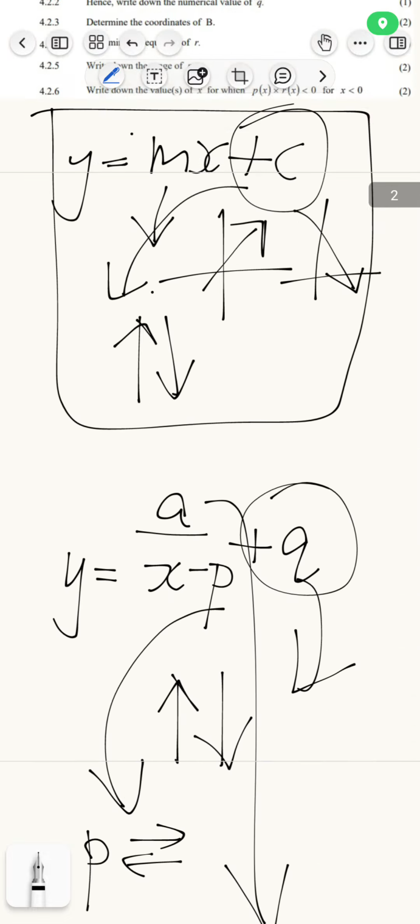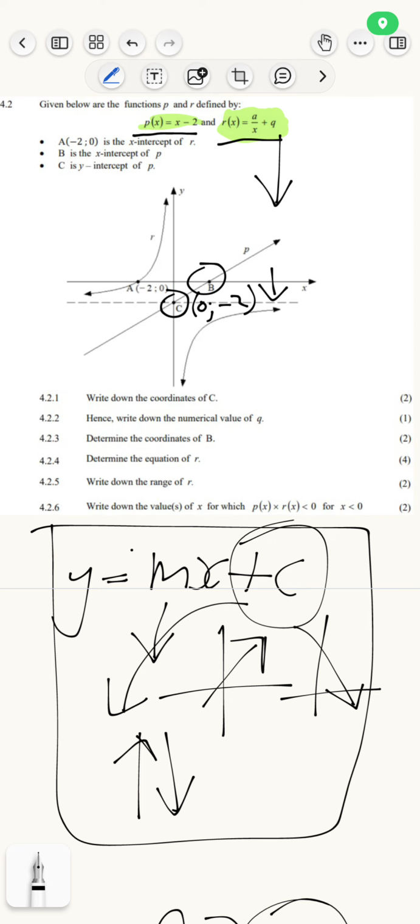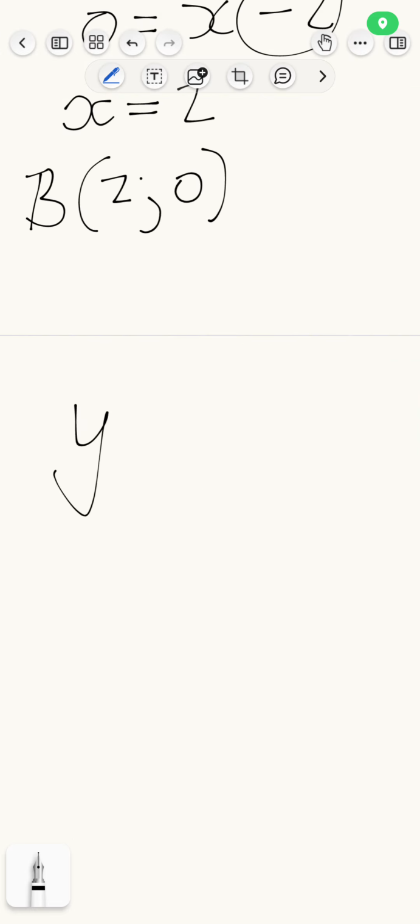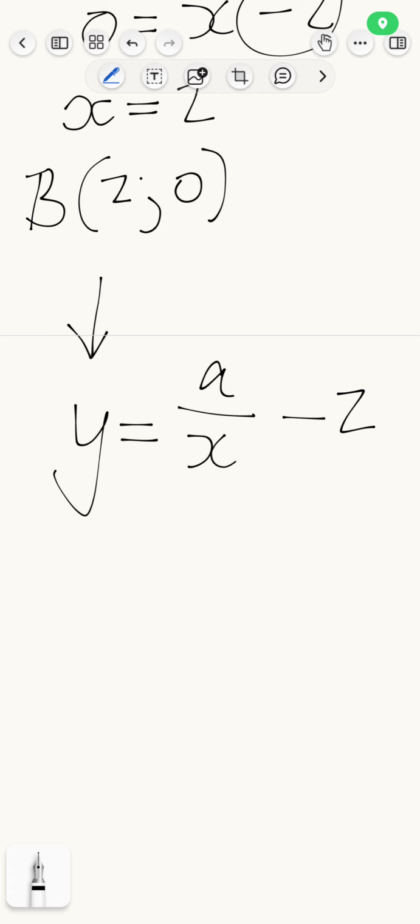Let's get back to our picture. So we've got our C, we've got our B, the equation of R. Okay, so what do we have? We have the q value, which we found is minus 2. So how many unknowns do we have? Let's write the equation quickly. This is the equation of the hyperbola: y is equal to a over x minus 2. Remember, this is the same as r of x. If I said r of x or if I said y, it's really the same thing.